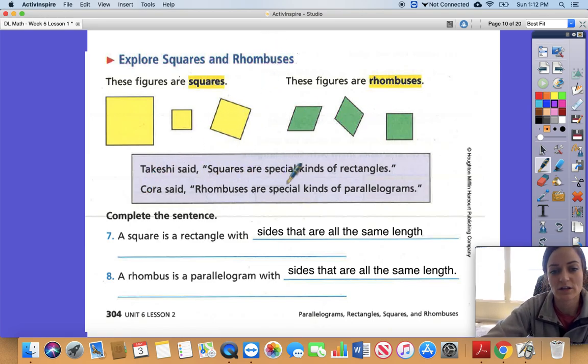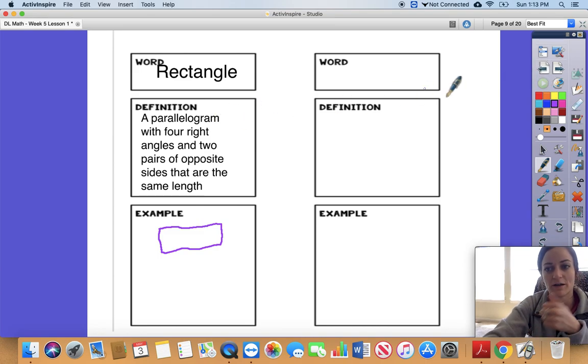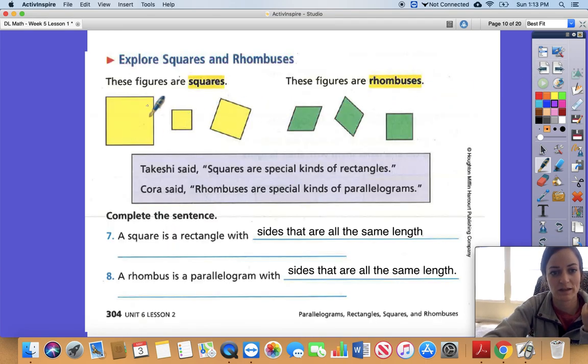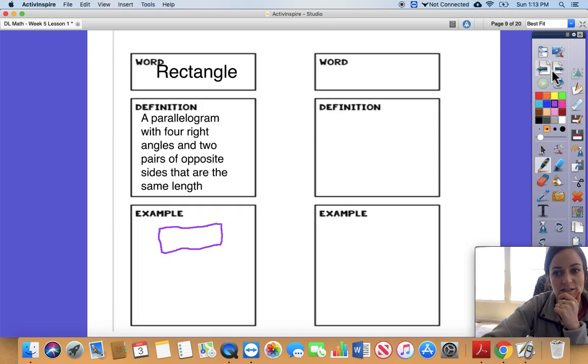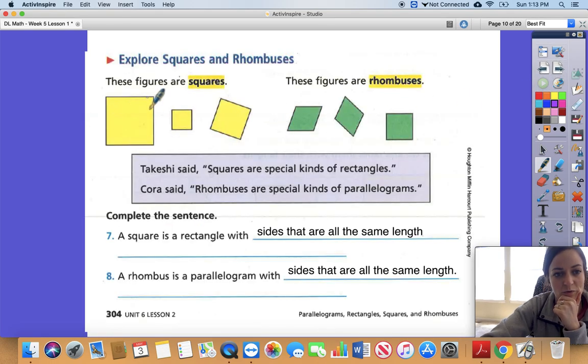Takashi said squares are special kinds of rectangles. That's kind of weird. Let's see if we can figure that out. And then it also said rhombuses are special kinds of parallelograms. So when she says squares are special kinds of rectangles, well, let's look back at what our rules are for a rectangle. A parallelogram: is a square a parallelogram? Yep, because it has two opposite sides that are parallel to each other. It also says it has 4 right angles. Does a square have 4 right angles? Yep, all 4 are right angles.